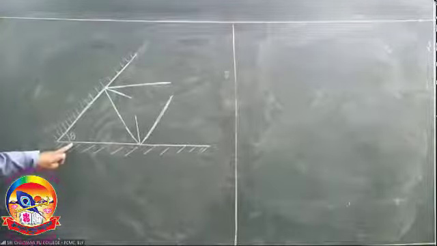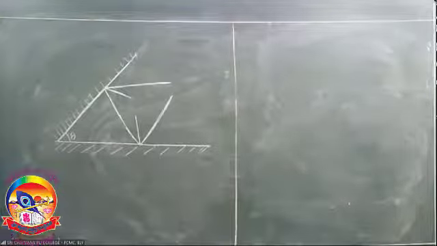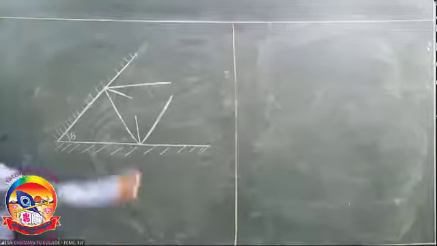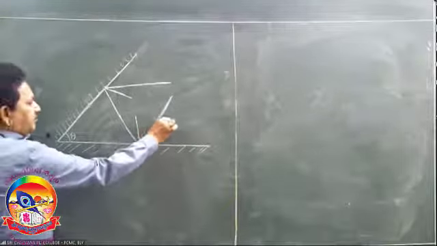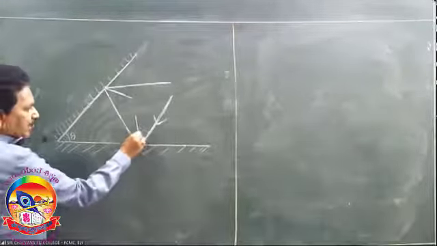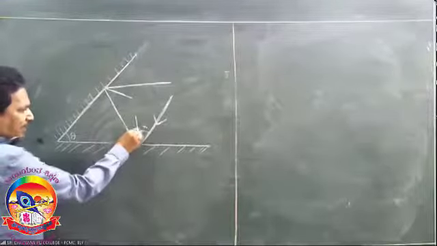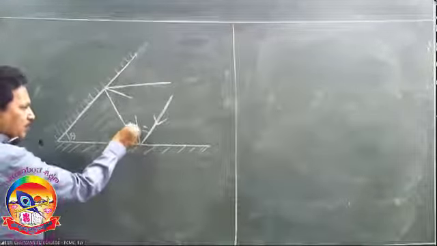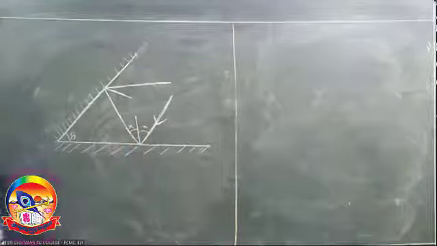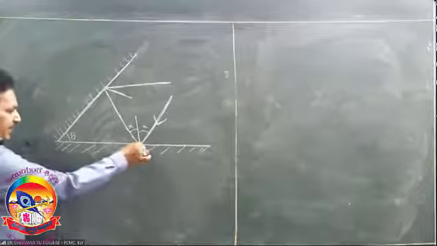Nothing else is given. What is given? The angle between the two mirrors is given to me. That's all. This is the incident ray. Suppose x is the angle of incidence. What will be the angle of reflection? x only. Then what is the angle of deviation?